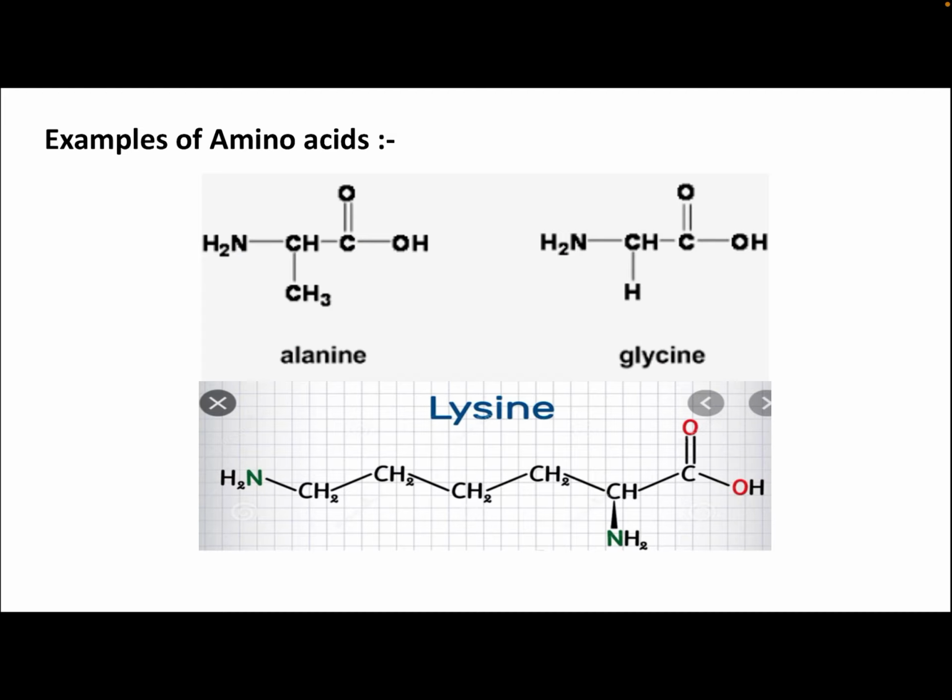Then the next example is lysine. Here also a carboxylic group and amino group are there, and in the place of R there is a 4 carbon CH2 chain and NH2. So we have CH2 chain, NH2 at the end, and NH2 and carboxylic acid on the alpha carbon, then it is known as lysine.